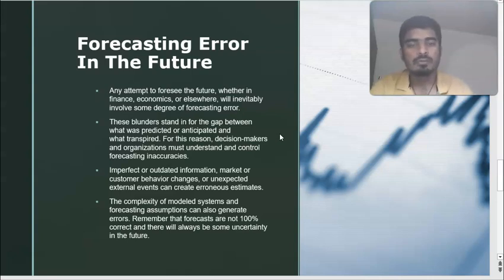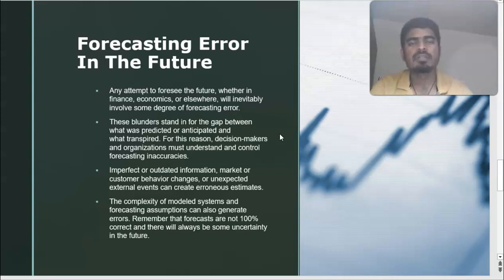Any attempt to forecast or foresee the future, whether in finance, economics, or elsewhere, will inevitably involve some degree of forecasting error. These blunders stand in for the gap between what was predicted or anticipated and what transpired.